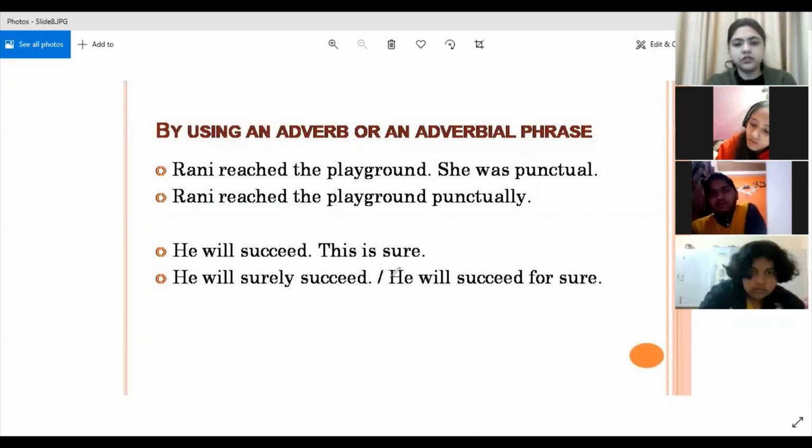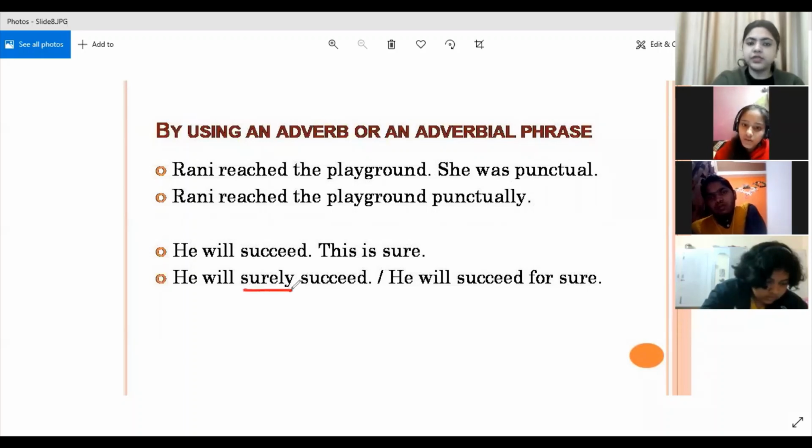Next, he will succeed. This is sure. So there are two ways of writing the answer for this one. He will surely succeed or he will succeed for sure. Okay, so when you are using surely, that means you are using an adverb. When you are using for sure, that means you are using an adverbial phrase. Okay.